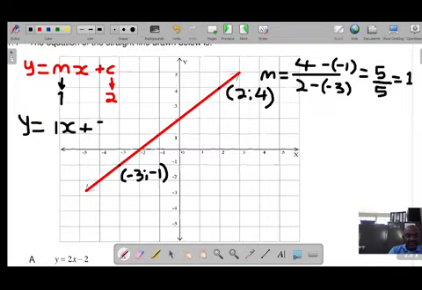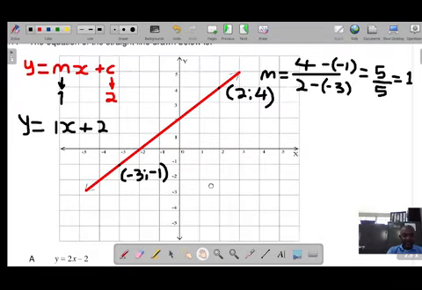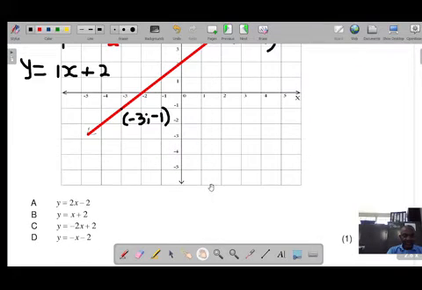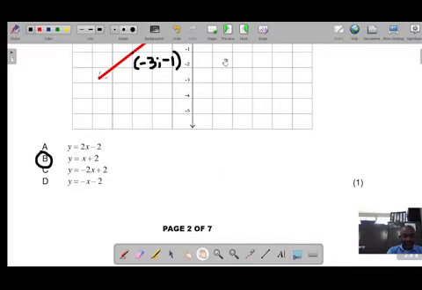Which option is that? Talk to me. That says y equals 1x plus 2. Let's check it out here. So this is the answer, that is y equals 1x plus 2. So the answer is B. Let us proceed, guys. Next page.